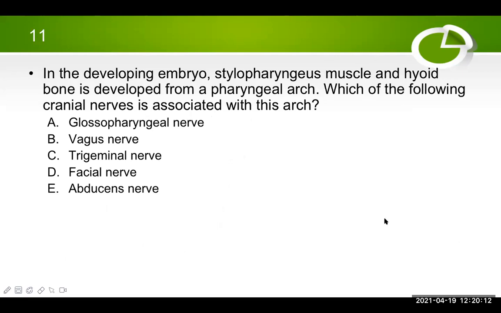A. Why do you say A? Yes. Because stylopharyngeus muscle is supplied by glossopharyngeal nerve. Excellent. Very good. That is the very important reason he has given. Stylopharyngeus is the muscle which is supplied by glossopharyngeal nerve, and that's why the associated nerve has to be the glossopharyngeal one. And hyoid bone is also developed from the third pharyngeal arch. The nerve for third pharyngeal arch is glossopharyngeal nerve.